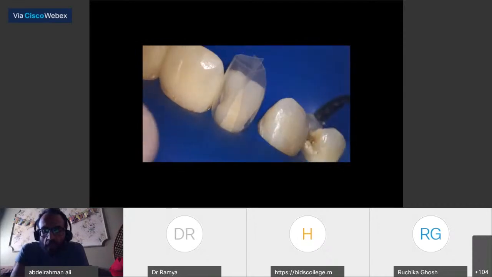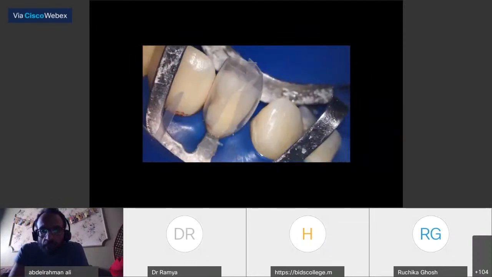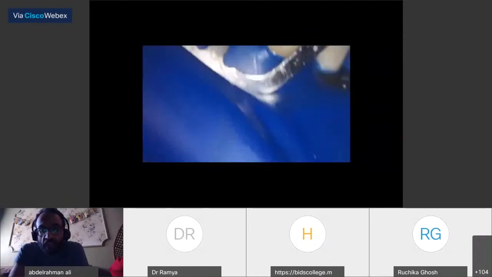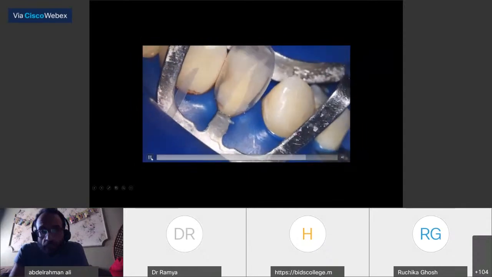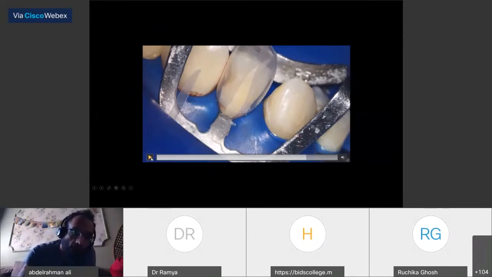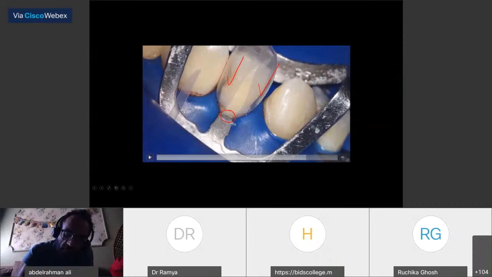Just like fixation of the matrix with flow. The clamp was placed to push the tissue down. So you can have proper measures for this one, this one is okay. Now you will see how I fix my matrix with the flow.